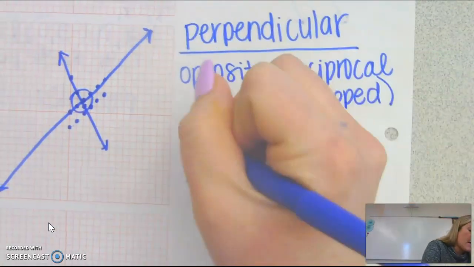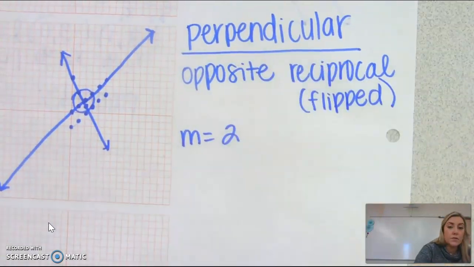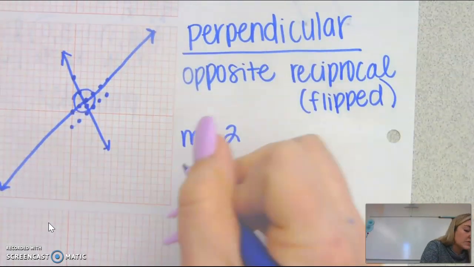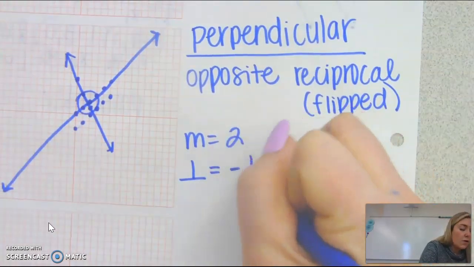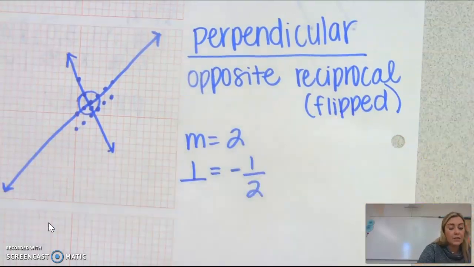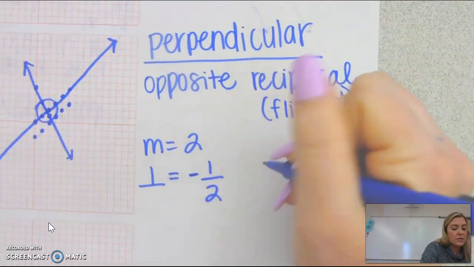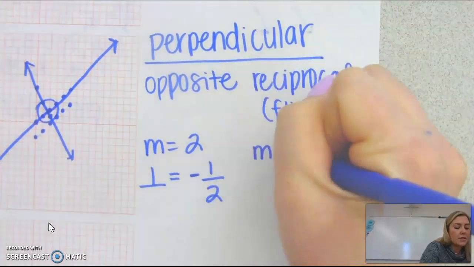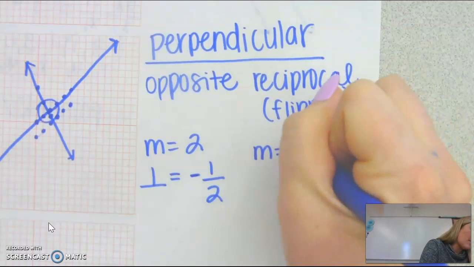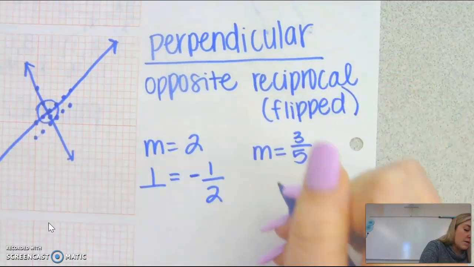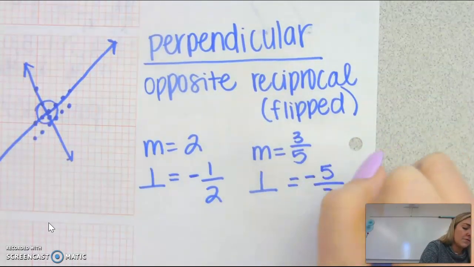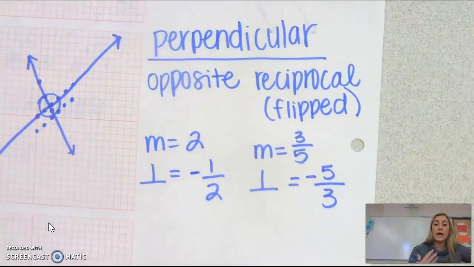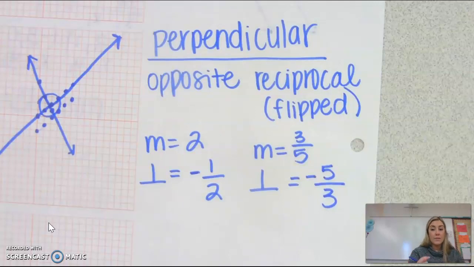What I mean by that is, if I was given a slope that was 2, my perpendicular slope, this is the sign for perpendicular, would be negative 1 over 2, opposite and flipped. Again, let's do another example. If I was given the slope of 3/5, my perpendicular slope would be negative 5 over 3. So when you're calculating slope and you're given one answer, we want to see if your other answer is going to be opposite and flipped.